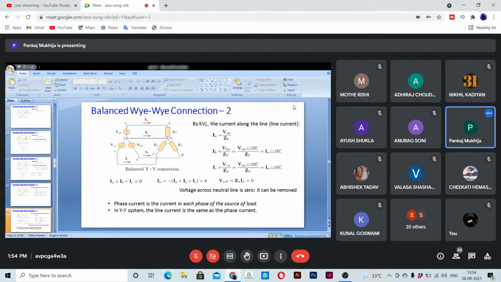Adhiraj Chaudhary. Yes sir. Yes, tell me, why is it so? Sir, can you repeat? I didn't understand. Why am I saying that the line current is the same as the phase current? Why is it so in case of the YY connection? We had defined line current last time, and we had defined phase current in the last lecture. But why is the line current the same as the phase current? Can anyone explain? Can anyone see the reason why or how?